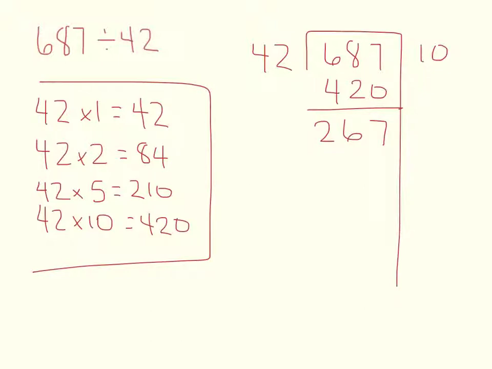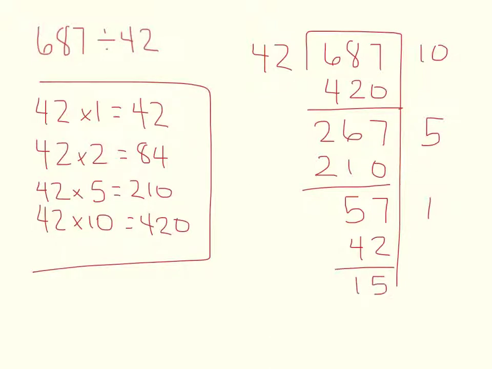So I can't take another group of 10 away, but I can take a group of 5 away, because that's 210. And when I take that away, I have 57 left over. So 57 is still bigger than 42, so I know that I can still take some away. In this case, I can only take one more group of 42 away from here. That leaves me with 15. So how many groups of 42 do I have? I add 10 plus 5 plus 1. That's 16 groups of 42 with 15 remaining.